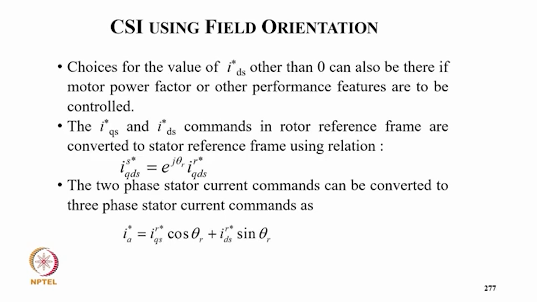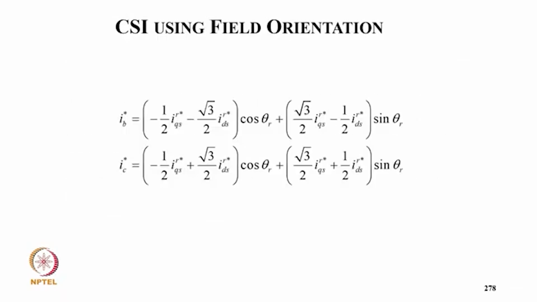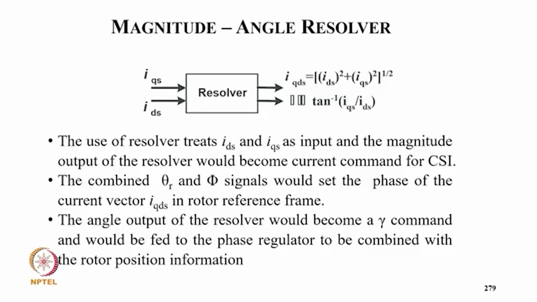The IQ star and ID star commands in the rotor reference frame are converted into the stationary stator reference frame: IQDS star equal to e^(j theta R) times IQDS star. The two-phase stator current commands can then be converted to three-phase currents, with IA star equal to IQS star cos theta plus ID star sin theta. Similarly, IB star and IC star you can calculate from this relation.